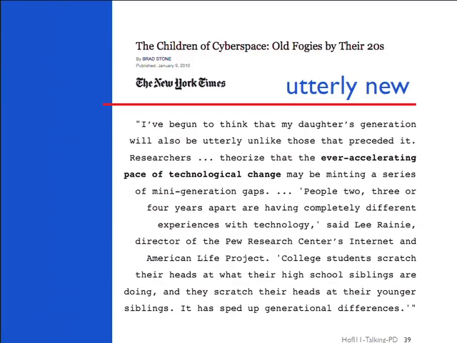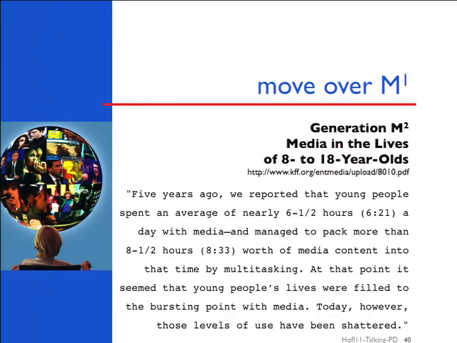But then there's a question: well, hang on, are you getting left behind? Because college students scratch their heads at what their high school siblings are doing, and they scratch their heads at their younger siblings. It's sped-up generational difference. So now we have a notion that we're all just flinging apart one after the other. If you were Generation M1, Generation M2 is coming along to say, no, we're the real digital generation. Five years ago, young people spent an average of nearly 6.5 hours a day with media and managed to pack more than 8.5 hours worth of media content into that time. At that point, it seemed that young people's lives were filled to the bursting point. Today, those levels have been shattered.